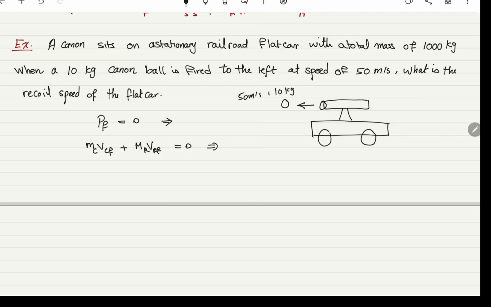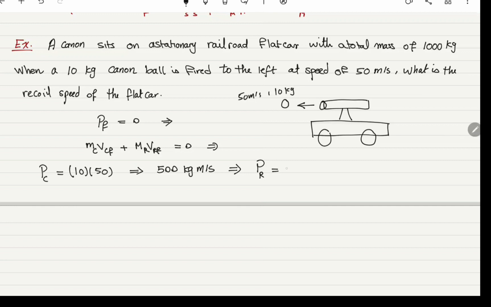Now let's calculate the momentum for the cannon. So momentum for the cannon equals the mass of the cannonball, 10, times the velocity here, 50 meters per second. So in total here, it's equal to 500 kilogram meters per second.